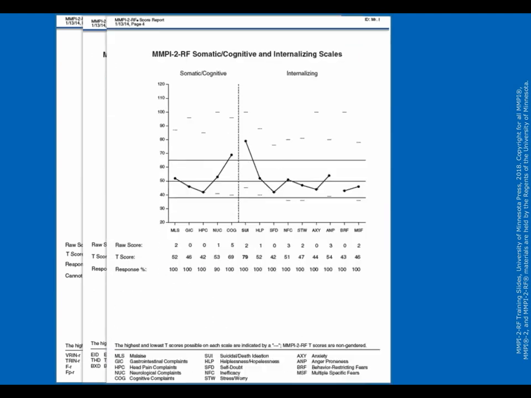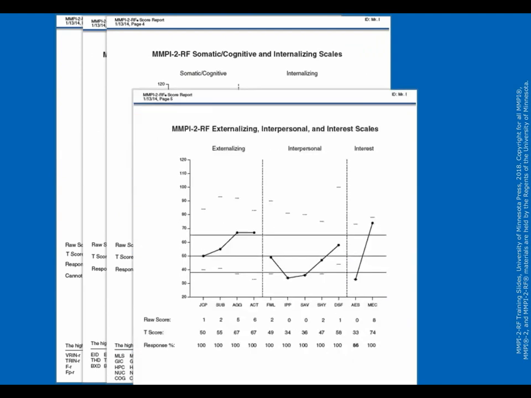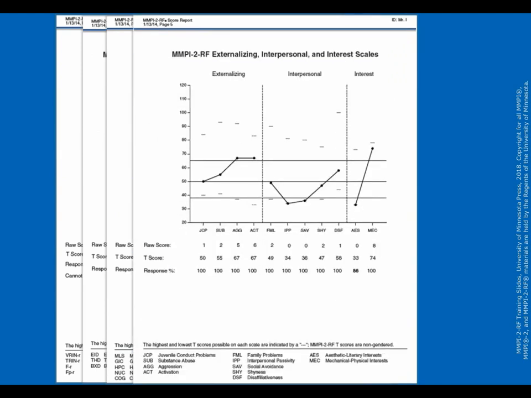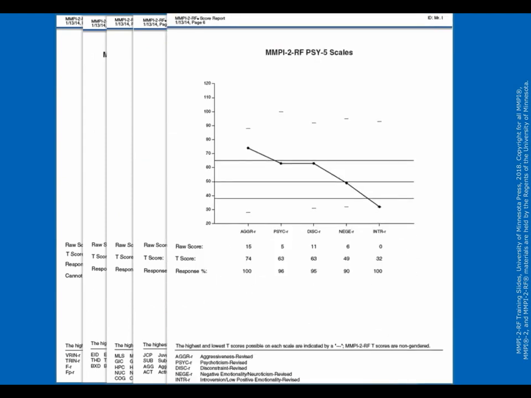On page 4 of the score report, displayed for you here, we see the test taker's scores on the somatic, cognitive, and internalizing specific problem scales. On the next page, page 5 of the score report, we see the externalizing and interpersonal specific problem scales, as well as the interest scales. Lastly, on page 6 of the score report, displayed here for you, we see the test taker's scores on the Personality Psychopathology 5 or PSY-5 scales.